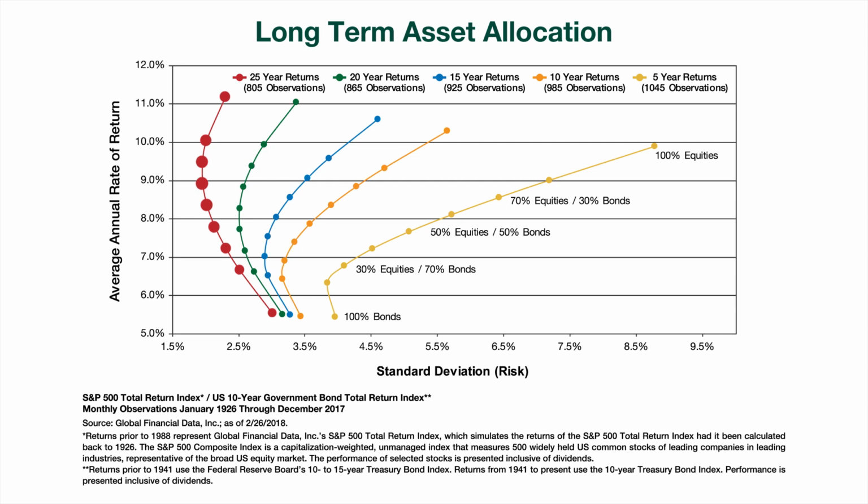The line on the far left of the chart represents 25-year returns. The line on the far right represents 5-year returns. Notice that volatility, measured on the x-axis, increases over shorter time periods. Also notice that the average annual rate of return, represented on the y-axis, is generally higher for equity-weighted portfolios compared to bond-weighted portfolios. However, the volatility, or standard deviation, decreases over longer time periods.